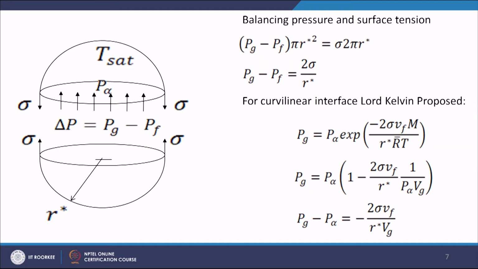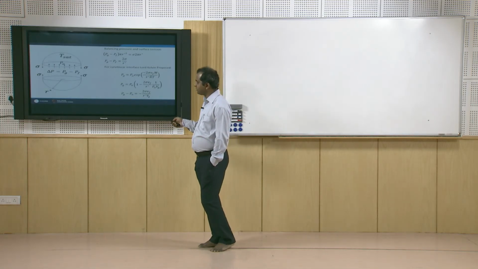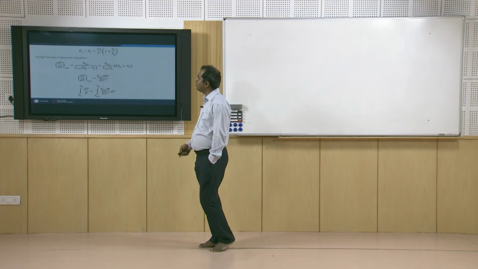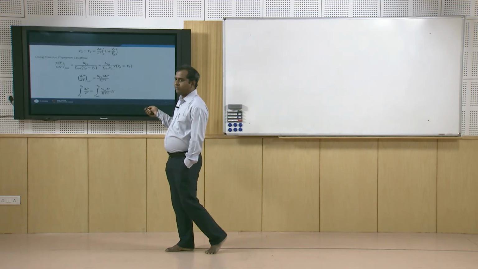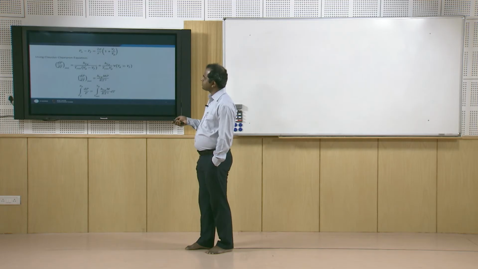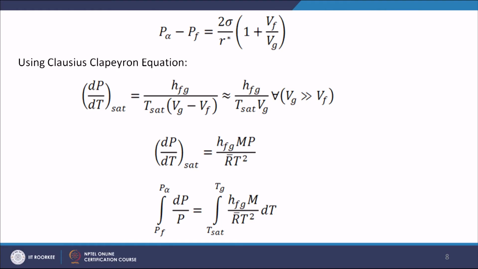Now, from here we can get that Pg minus P infinity is equal to minus 2 sigma Vf by R star into Vg. Now you see we have two pressure differences. This is the pressure difference between the gaseous phase and the liquid phase, and this is the pressure difference between the gaseous phase and the bulk. So we can easily find the relationship between the bulk pressure and the liquid pressure immediately near the interface. If we subtract those two equations, whatever I showed you in the previous slide, we get 2 sigma by R star into 1 plus Vf by Vg.